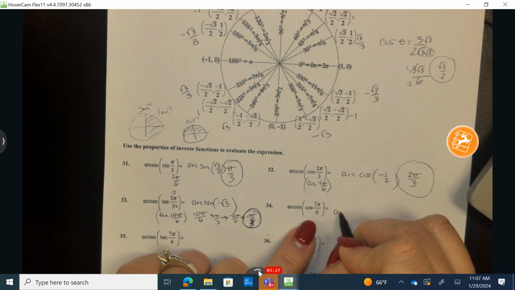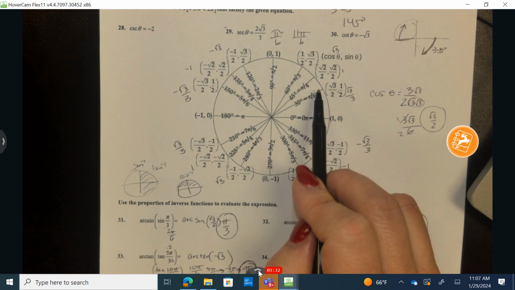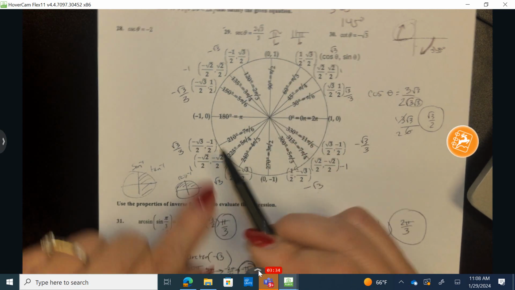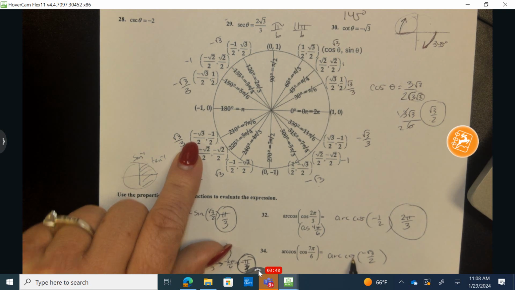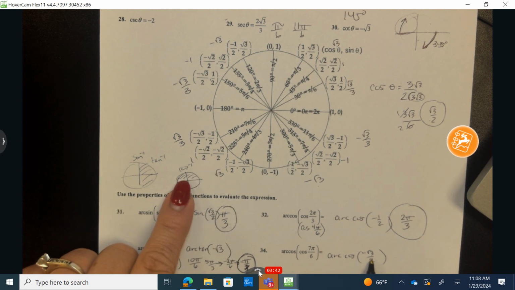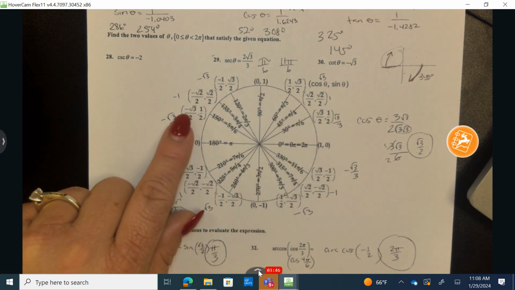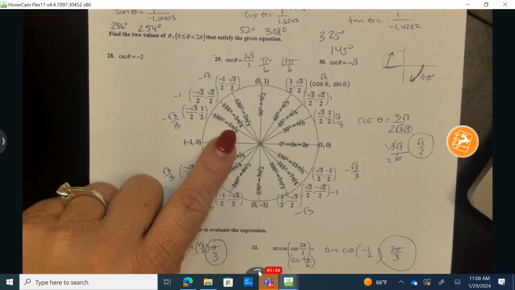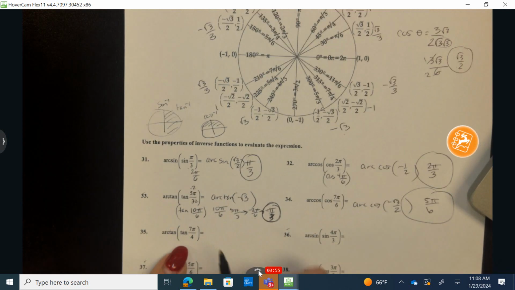All right, so arc cosine, we're at 7 pi over 6. 1, 2, 3, 4, 5, 6, 7 is right here. And what is the cosine? Cosine is the first one. Got it. Now, okay, where can I find a cosine in quadrants 1 and 2? That's negative radical 3 over 2. So cosine negative radical 3 over 2 is right here. So this is 5 pi over 6. 5 pi over 6. Okay, let's look at the next one.